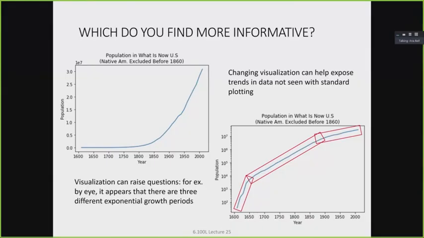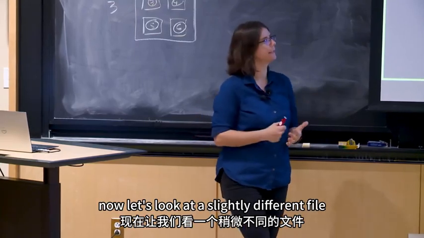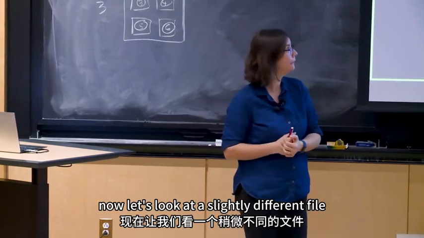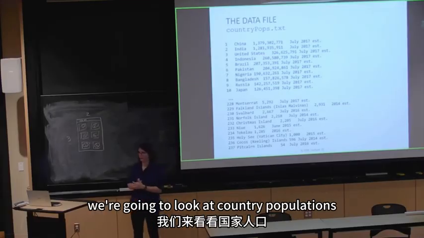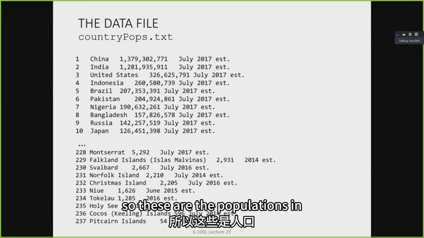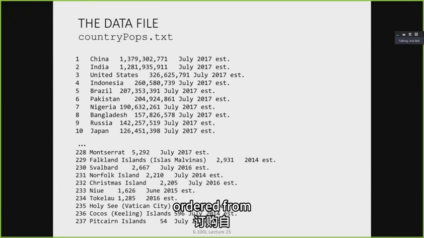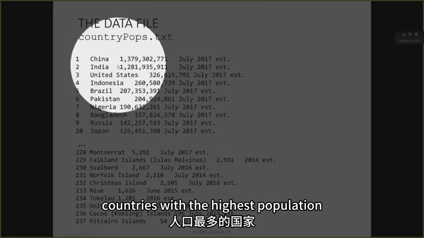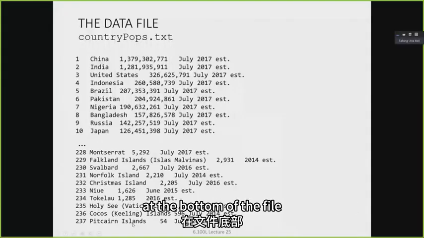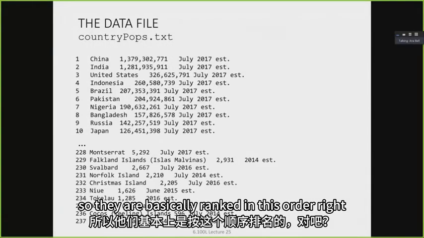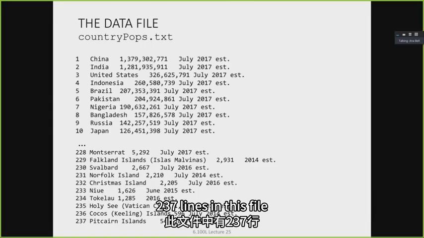Okay. So that finishes our example on the US population. Now let's look at a slightly different file. In this particular file, we're going to look at country populations. So these are the populations in a whole bunch of different countries, ordered from the countries with the highest population at the top of the file down to the countries with the lowest population at the bottom of the file. So they are basically ranked in this order, right? So I know that this order is correct. There are 237 lines in this file.